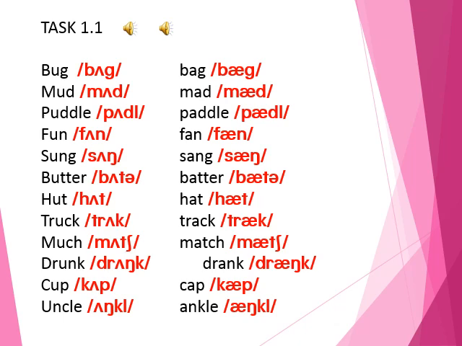1, 2. Listen to these words. Write the words you hear. 1, Bug, 2, mud, 3, puddle, 4, fan, 5, sang, 6, batter, 7, hut, 8, track, 9, match, 10, drunk, 11, cap, 12, uncle.